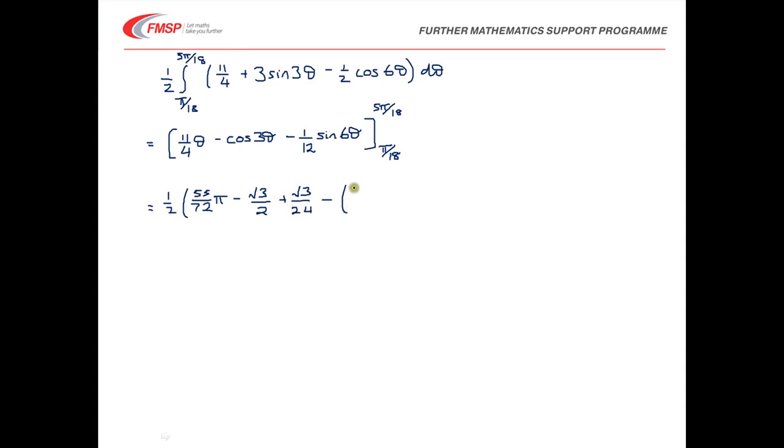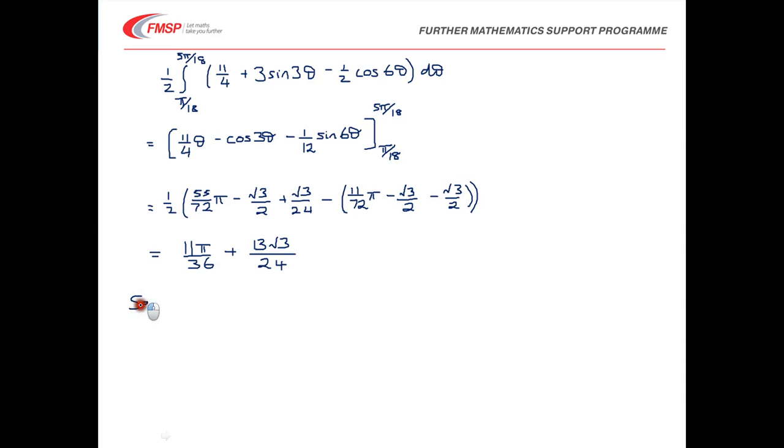Then substitute in π/18. 11/4 times π/18 is 11/72 π. Cos of π/6 is minus root 3 over 2. And putting in π/18 into the sine 6θ, all divided by 12, gives me another minus root 3 over 2. Collecting everything together gives me 11π/36 and 13 root 3 over 24. So I've got everything in the right form, and doing it on a calculator means that everything is already simplified. So that's the area of the whole ice cream cone.